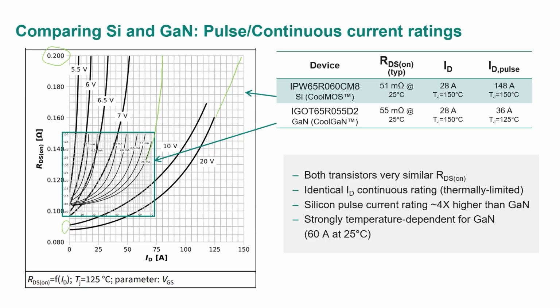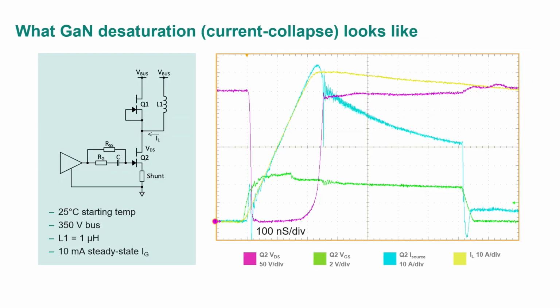So there's no way I can even get to, say, 100 amps here. The transistor simply isn't going to support that level of current. So this is what I have to watch out for, and maybe it's a bit easier to see if I show you what current collapse looks like when you try to turn on the transistor.